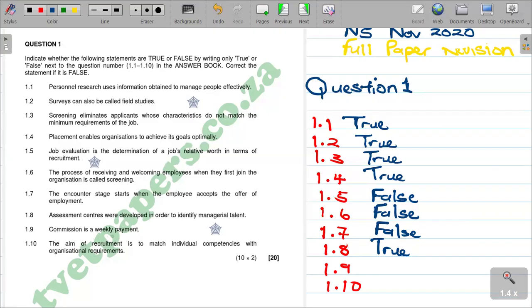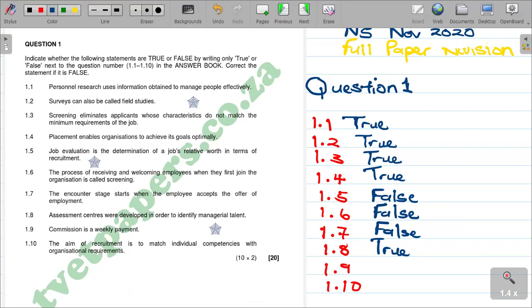Commission is a weekly payment. That's false. Commission is a payment used maybe for sales staff to motivate them. It is a certain percentage that a salesperson can receive once, for example, a sale has been done, right? So let's go to 1.10.